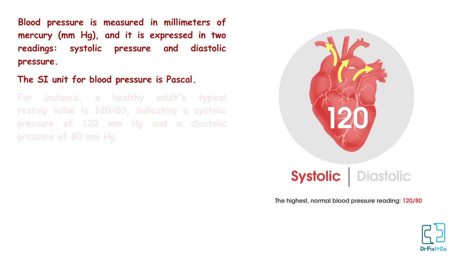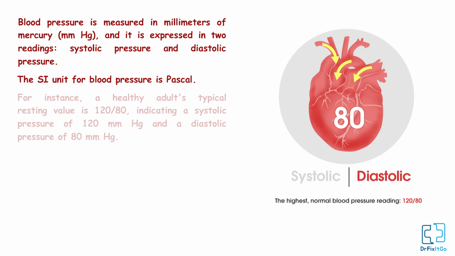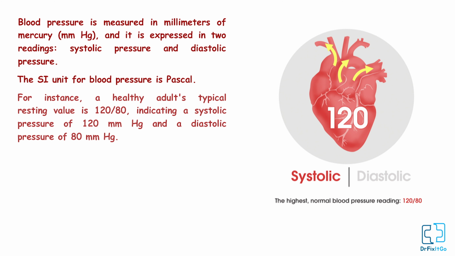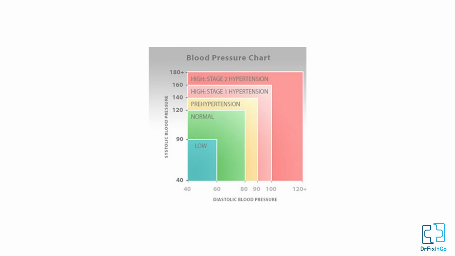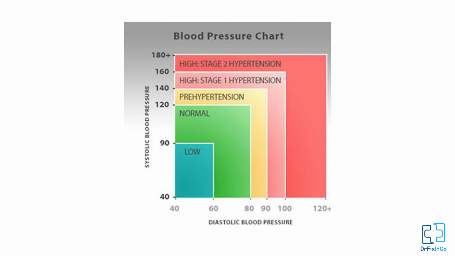For instance, a healthy adult's typically resting value is 120/80, indicating a systolic pressure of 120 mmHg and a diastolic pressure of 80 mmHg. Below the level of 90/60 is low blood pressure and above 140/100 is high blood pressure.